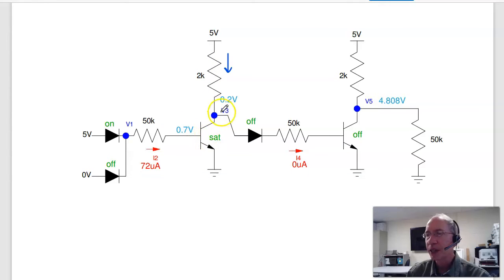So this saturates. It makes it 0.2 volts. I need 1.4 volts to turn on these 2 diodes, making I4 equal to 0, making this transistor off. Then by voltage division, I get 50 over 50 plus 2 times 5 volts, 4.8 volts. So that's the first problem.